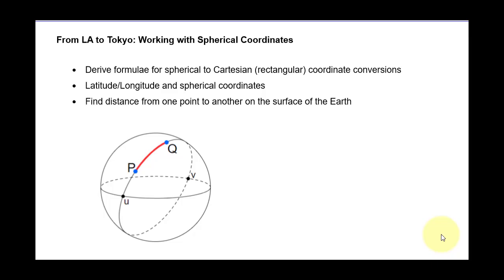Okay, let's find the distance from LA to Tokyo, and in the process, do some work with spherical coordinates. We'll derive the formula that takes spherical coordinates to Cartesian or rectangular coordinates. We'll derive the formulas that do that conversion. We'll look at how latitude and longitude relate to spherical coordinates, and then with all that, we'll put it together along with dot products and vectors, and we'll use that to find the distance from one point to another on the surface of the Earth.